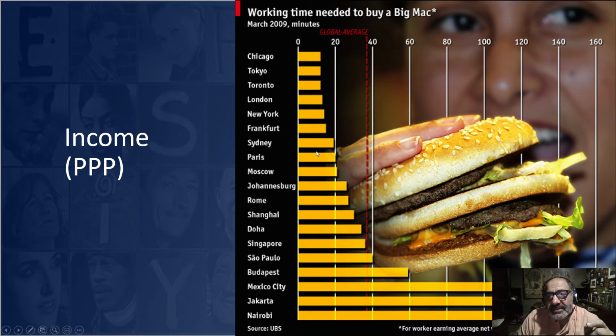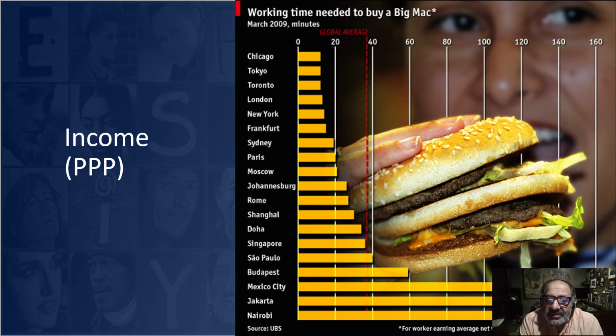So according to this, in Sydney, you would have to work 20 minutes in an average job to be able to afford a Big Mac. But in Jakarta, in 2009, you would have to work a bit over 2 hours to buy that same Big Mac. Now, some people might say that's a good thing because you shouldn't eat junk food. So it's a great disincentive to it.